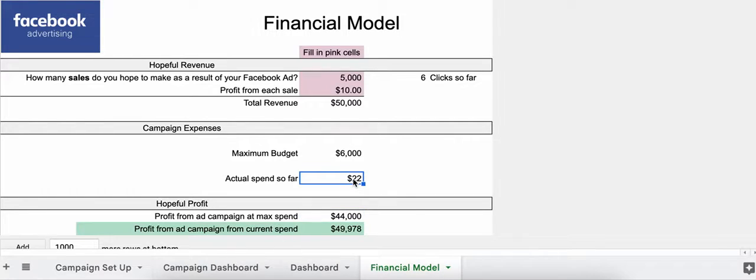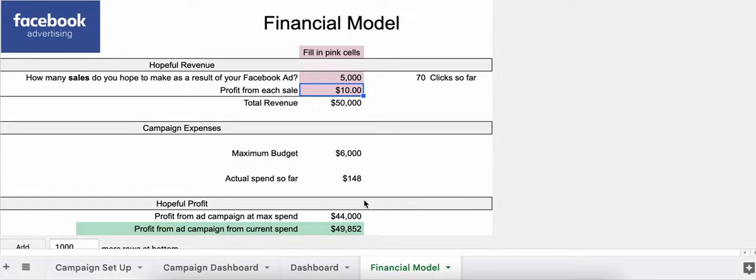Now, really, you've only spent $22 so far, and so your profit's a bit higher because you've only spent this much. But at the same time, only 6 people have clicked on the ad so far. That's a far difference than 5,000. You're expecting 5,000 people to buy, but so far only 6 people have clicked on your ad. So if I put 6 here, now our profits are looking much slimmer. But this is a goal. If 5,000 people click through and buy your product, and each time you make a sale the company profits $10, then we're looking at these numbers here.